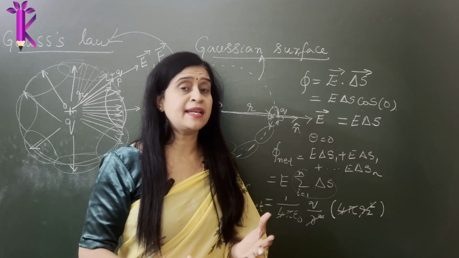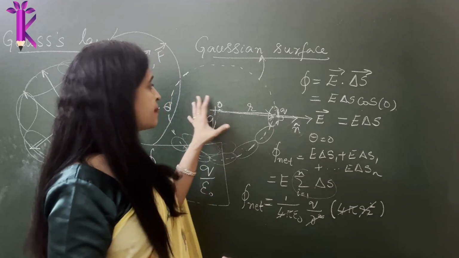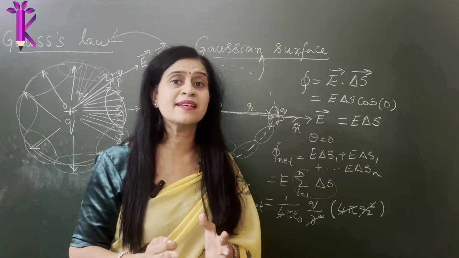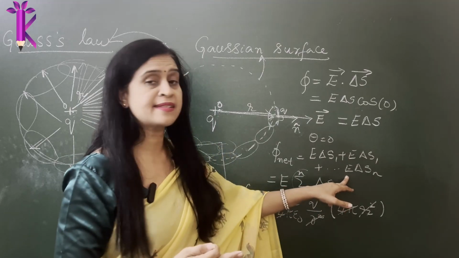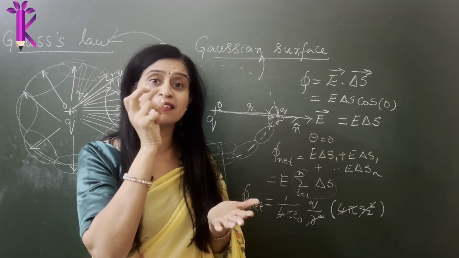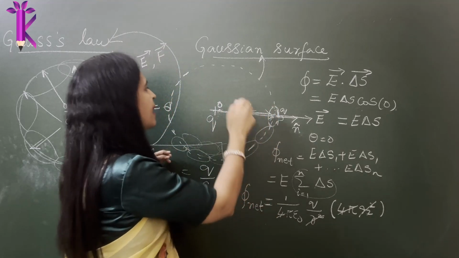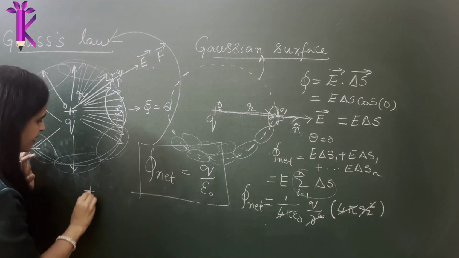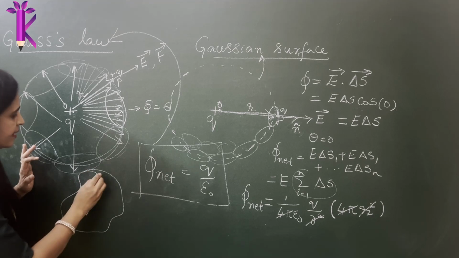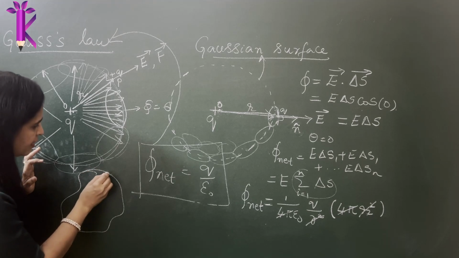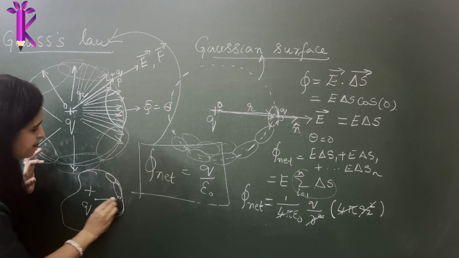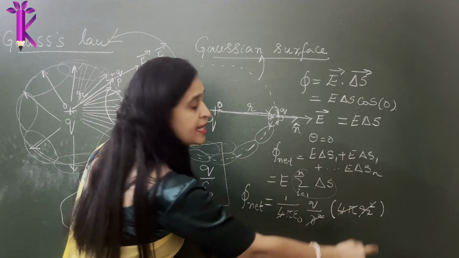So by symmetry, what will happen if I take any random shape instead of a sphere? The problem that arises is in calculating the total surface area. Because if I take a random shape, I will have to calculate the cross-sectional area for every piece. Imagine the same thing, if I had kept this and assumed this to be the Gaussian surface, how will I calculate the area? The shape is not the same. I cannot simply write the total surface area to be equal to 4 pi r square.